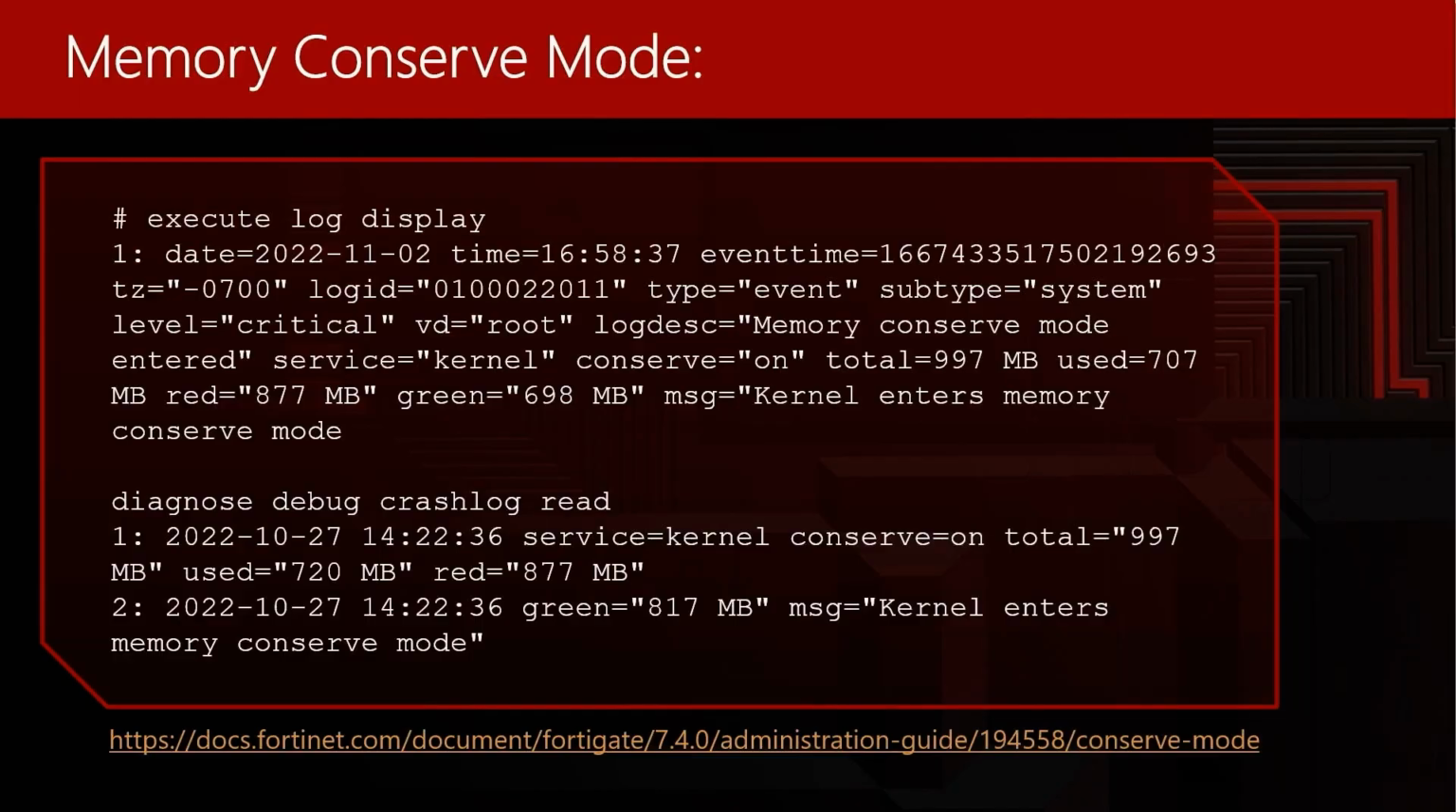We also can see that we are hitting conserve mode in the logs, and it is also going to be added to the crash logs of the firewall. So if we have a system monitoring the logs of our firewall, maybe like a syslog collector or something like that, we can have alerts once we see one of these messages.